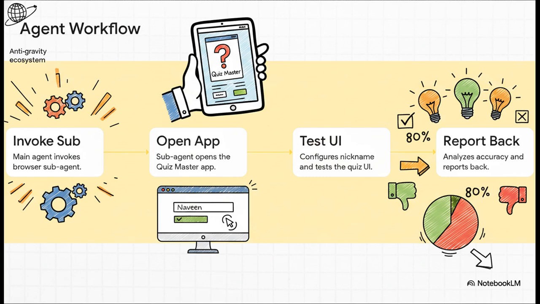The main AI agent starts writing the code, right? But then it autonomously invokes a completely separate browser subagent. This subagent literally opens up a web browser, navigates to the running Quizmaster app, and starts interacting with it exactly like a human QA tester would. It types in a nickname, the host used Naveen, and it starts clicking through the quiz. It checks if the UI turns green for right answers, red for wrong ones, it skips questions, and finally, it analyzes its own testing accuracy, in this case scoring at 80%, and reports all those findings right back to the main agent. Your AI is physically clicking through the web app to verify the code it literally just wrote.